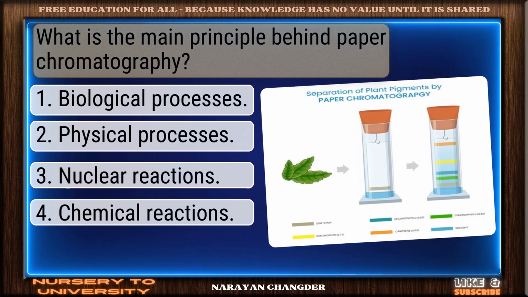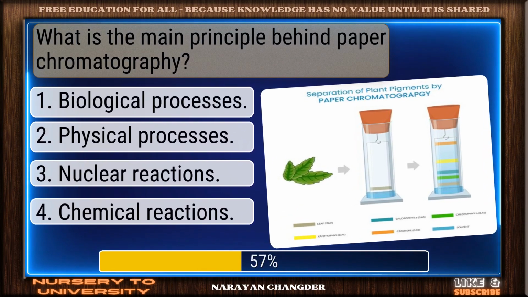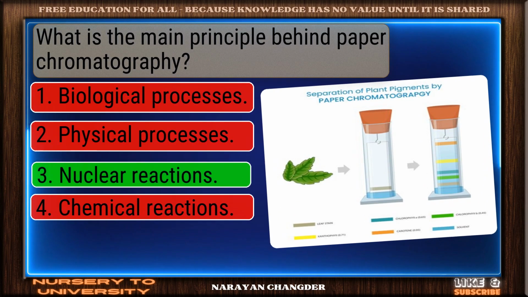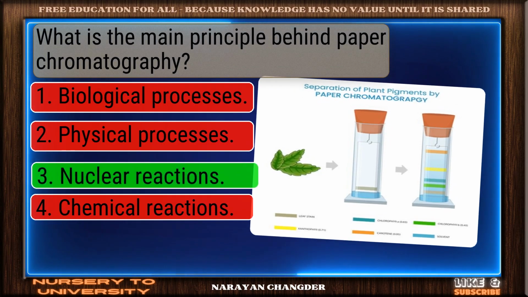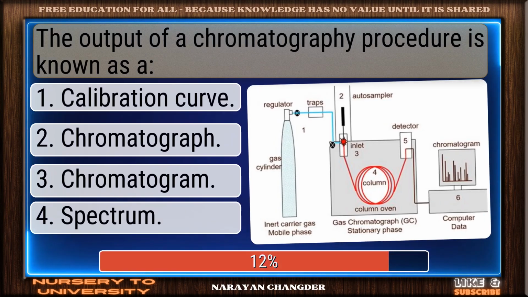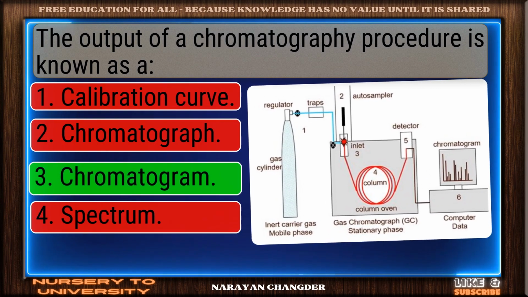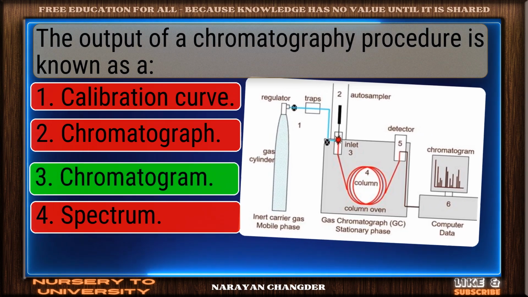What is the main principle behind paper chromatography? A. Valid point. Nuclear reactions is true. The output of a chromatography procedure is known as a dash. Nicely done. Chromatogram is a solid answer.